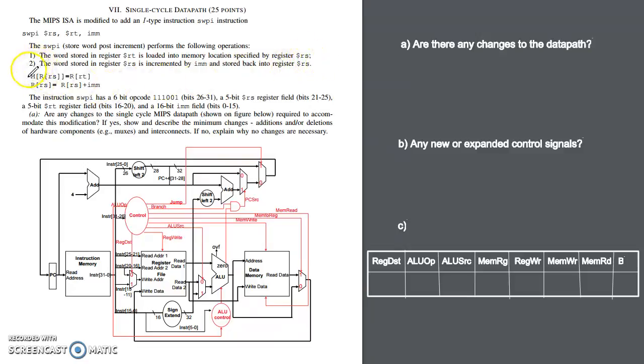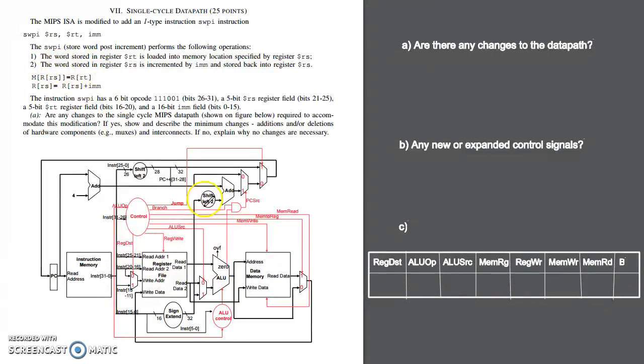Okay, so we're going to want to do both of these operations in order. The first one is that we take the word stored in RT and we load it into the memory location which is specified by register RS. So we take RS as the memory address, and we set the memory at that address to the word in RT. So let's go ahead and do this first part.